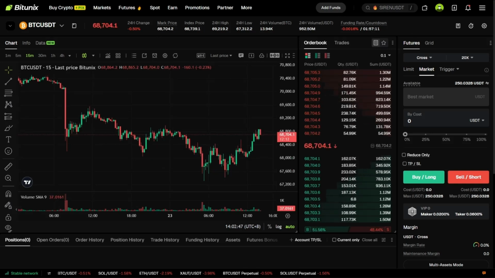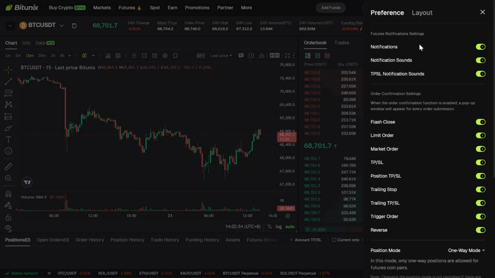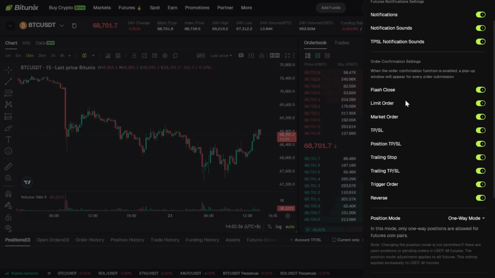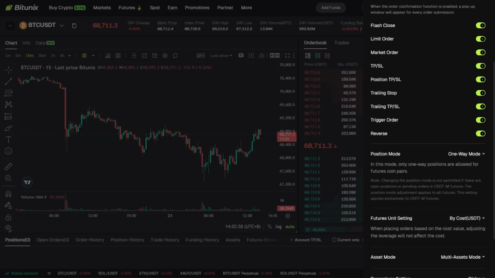Looking at the Bitunix futures trading dashboard, the next thing we want to do is head to settings. Here is where you can control your notification settings as well as your confirmation settings. But what we really want to look at is the position mode. Right now we have it set to one way, and we could also set it to hedge mode.